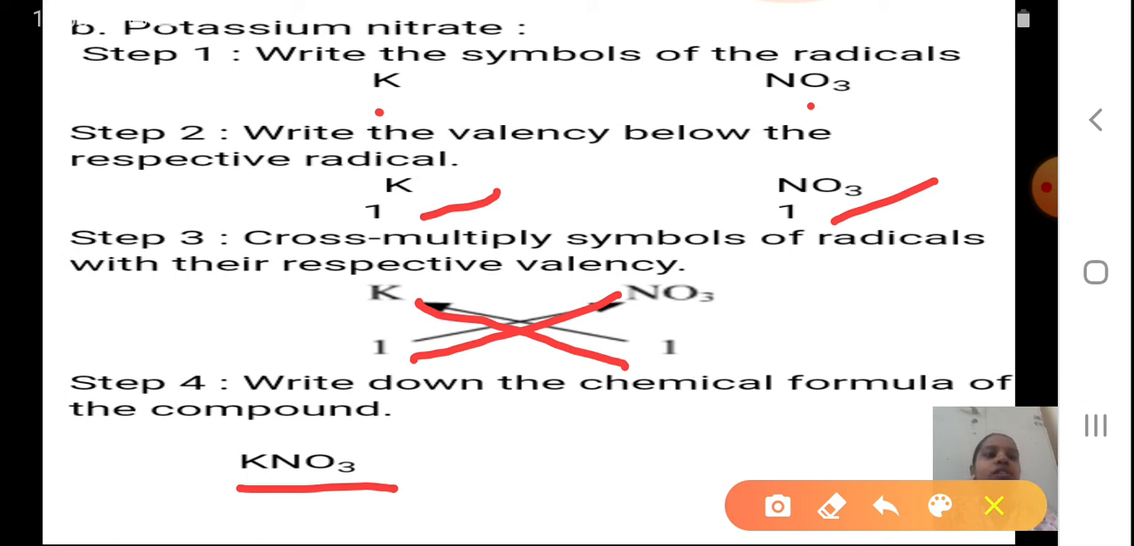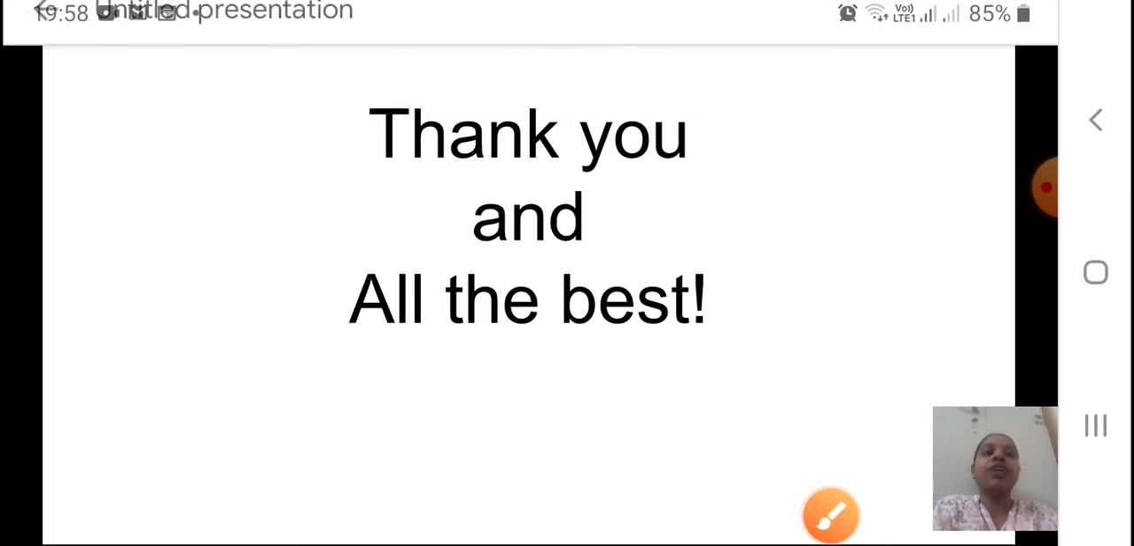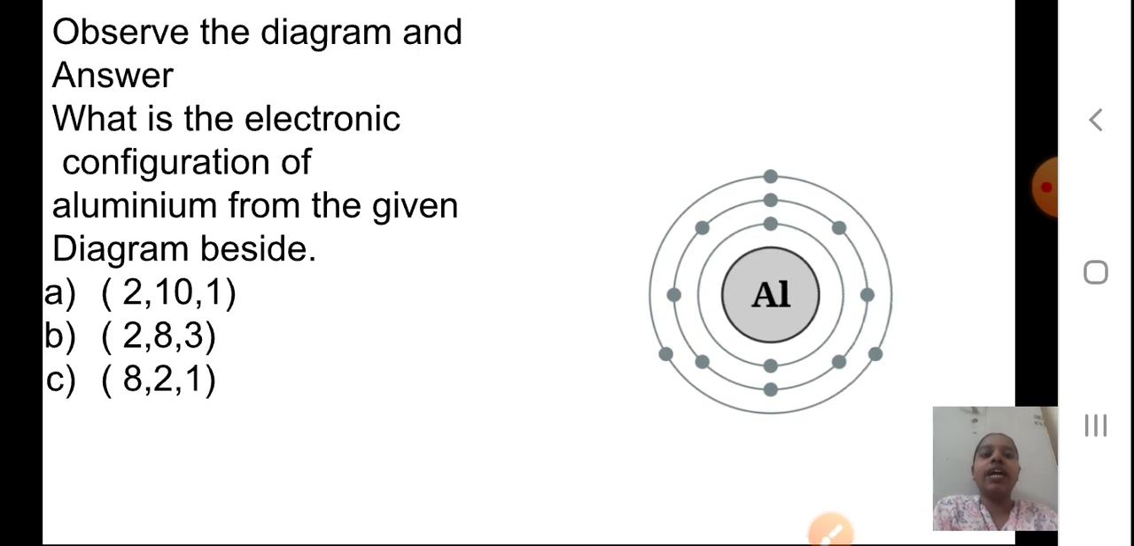Okay students, now see here. Next, we are going to observe the diagram and answer. What is the electronic configuration of aluminium from the given diagram? Such a question can come in your exam, as I have told you, that you can have the question as observe the diagram and answer. Here the diagram is given to you, aluminium, and you have to see what its electronic configuration is.